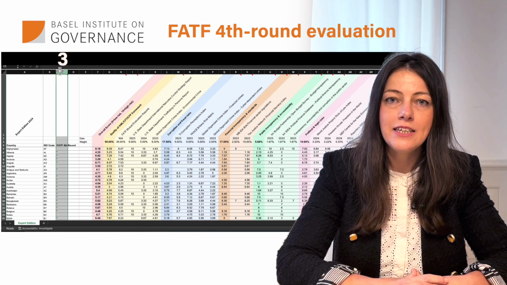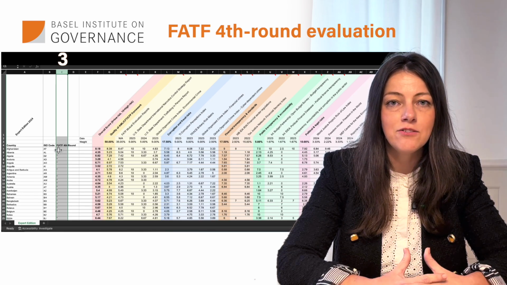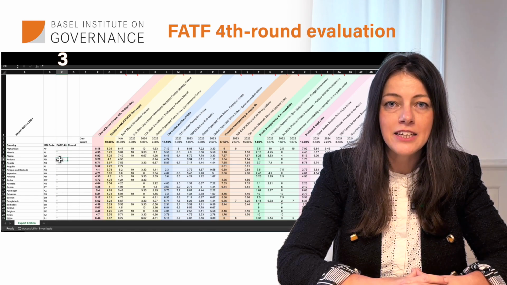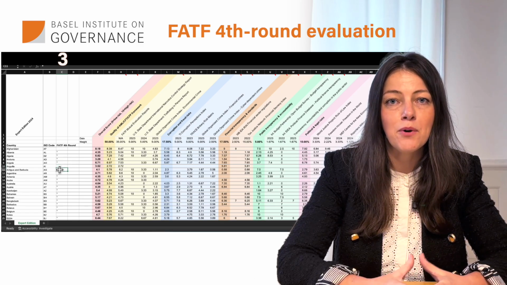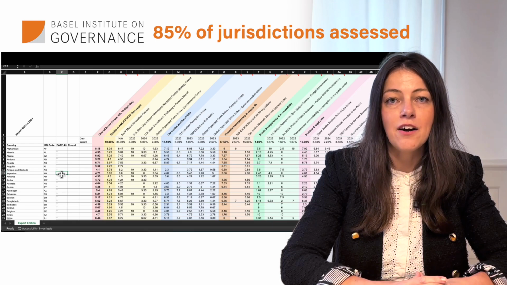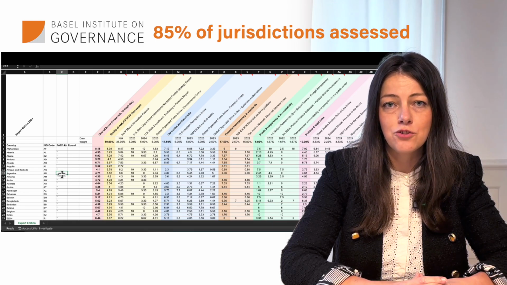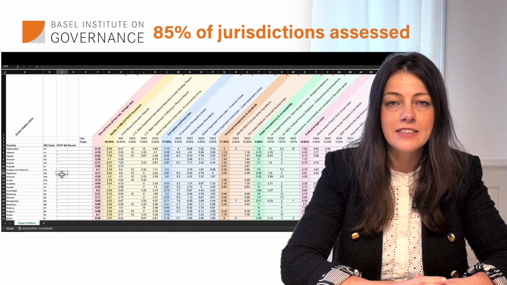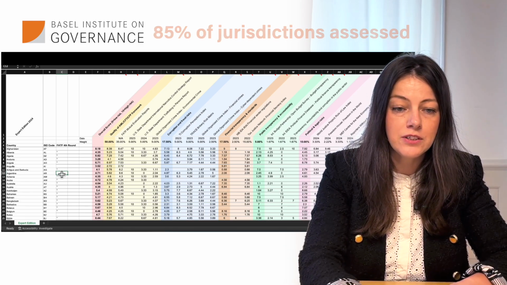So seeing an asterisk means that the country has the latest FATF data and is comparable with the peers with the same asterisk. As of now, around 85% of jurisdictions have already been assessed with the fourth round evaluation.